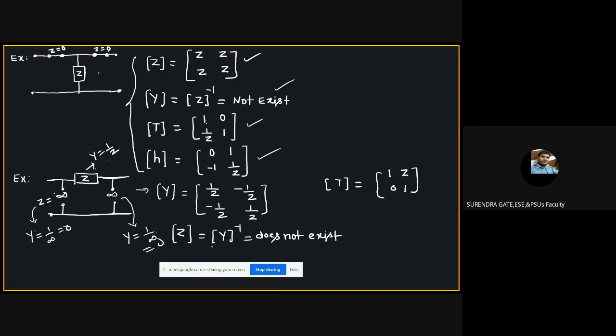We can directly write it. Sir, how are we getting this one? For this one there is a derivation, but it is not required. You directly want to remember these results. 1 Z 0 1. It is a T network.